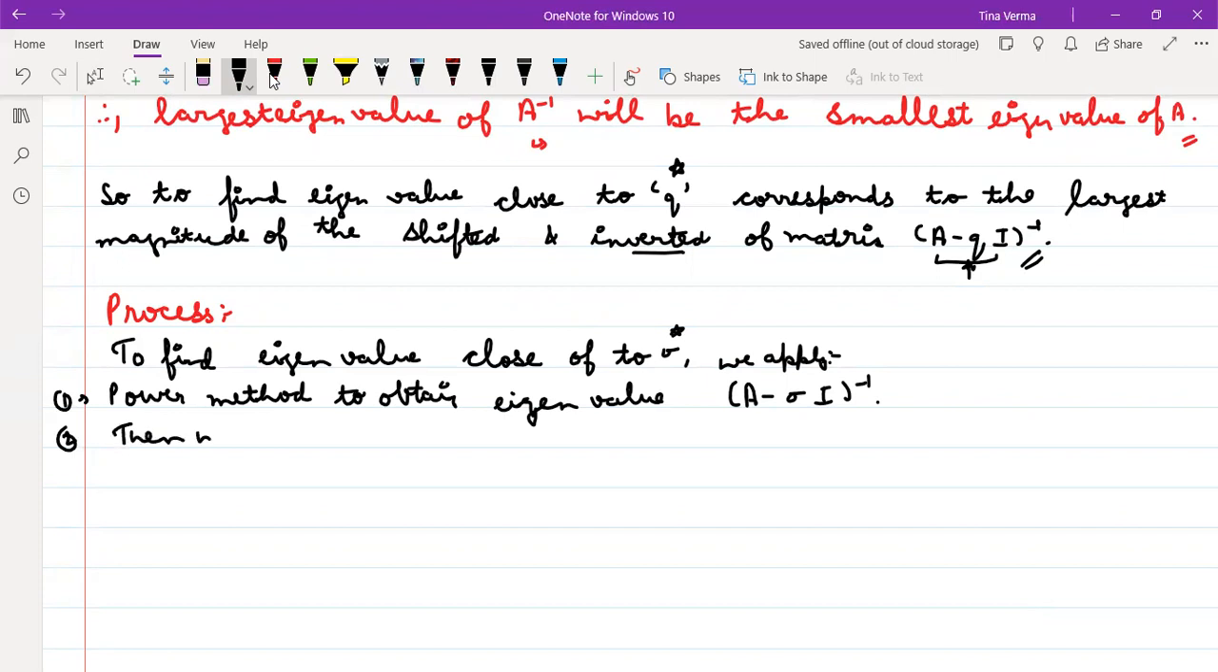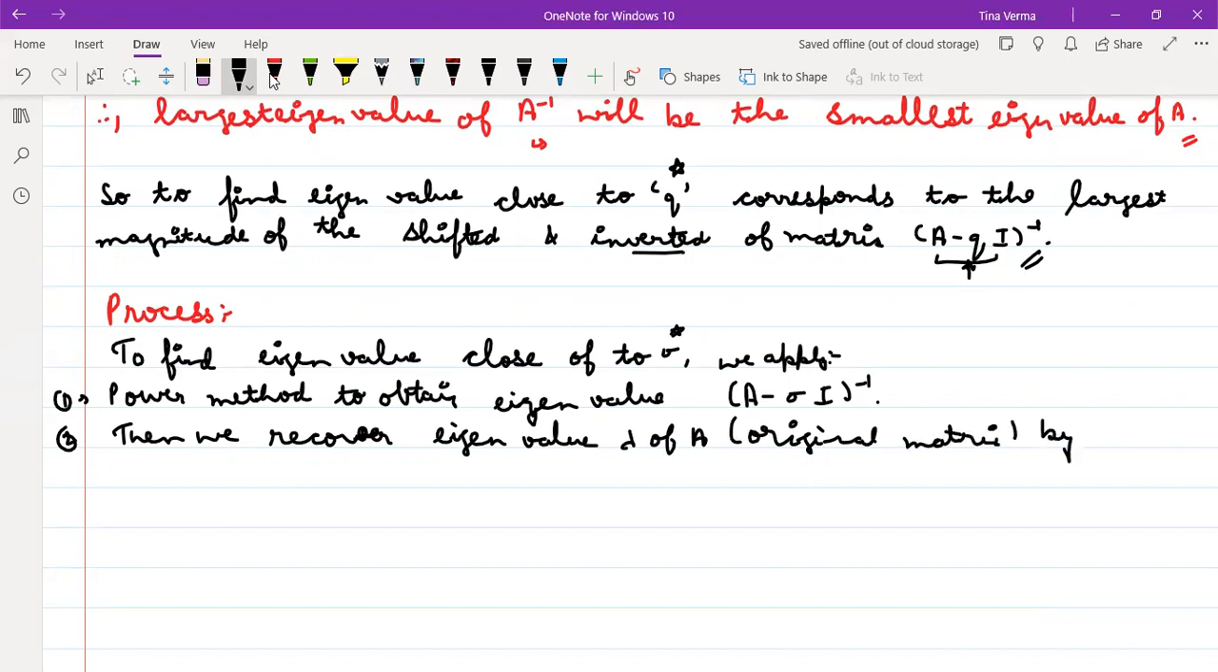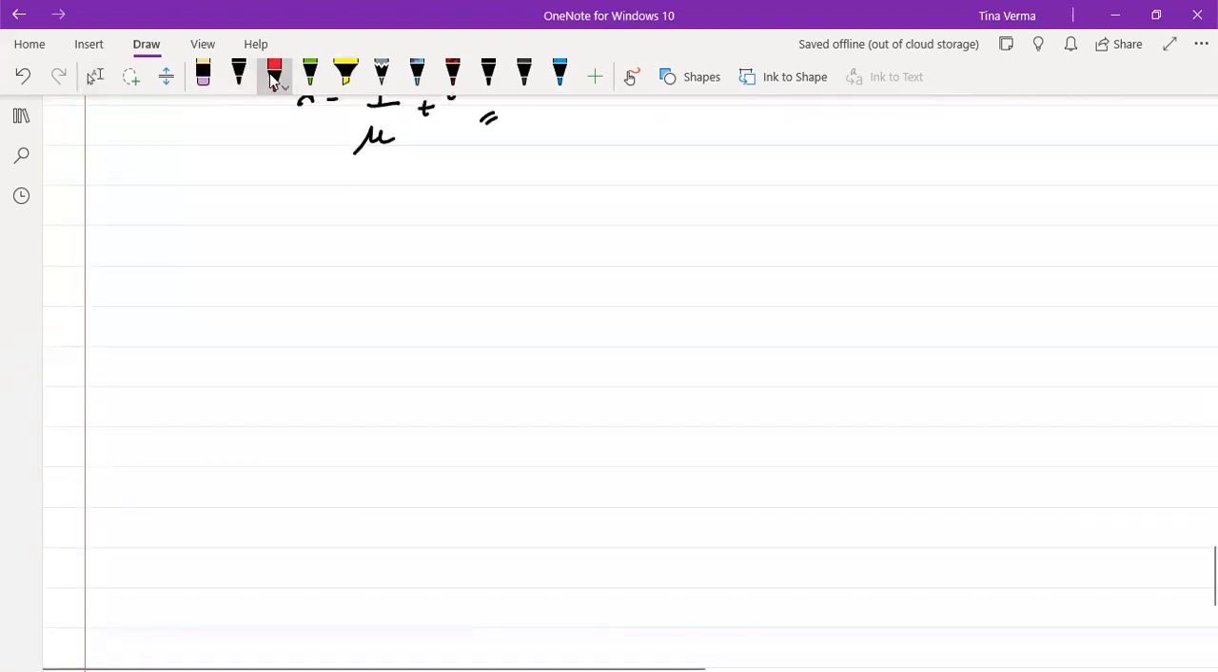Then we can recover eigen value lambda of A, that means the original matrix which will be given to you, जिसके आपको नजदीक वैल्यू निकालनी है, that lambda will be nothing but 1 by mu plus sigma, because you use the property इसकी वो inverse की क्या हो जाएंगी? 1 upon mu minus sigma, so that means you will obtain your lambda value, that will be 1 by mu plus sigma.